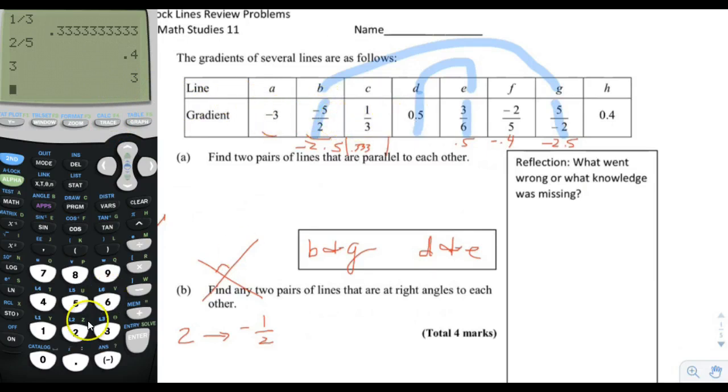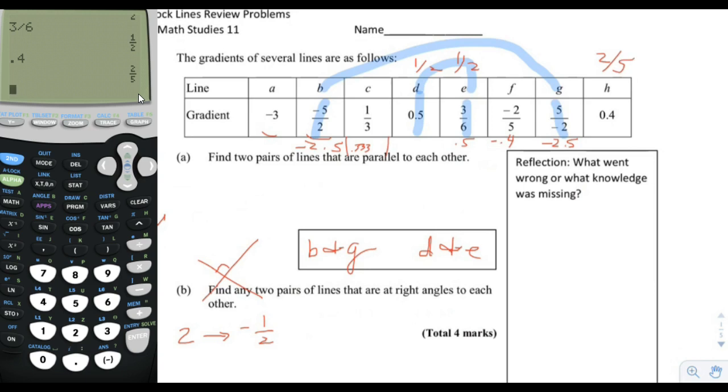But for example, let's put in 0.5. And it gives us that 0.5 is actually 1/2. Okay, so this is 1/2. That's 1/3. 3/6, if we give it 3/6, it will reduce it for us. It will also say that 3/6 is also 1/2. -2/5, okay, that's already a fraction. -5/2 is also a fraction. What about 0.4? What is 0.4 in terms of a fraction? It's 2/5. Okay, so now do we have everything in terms of fractions?